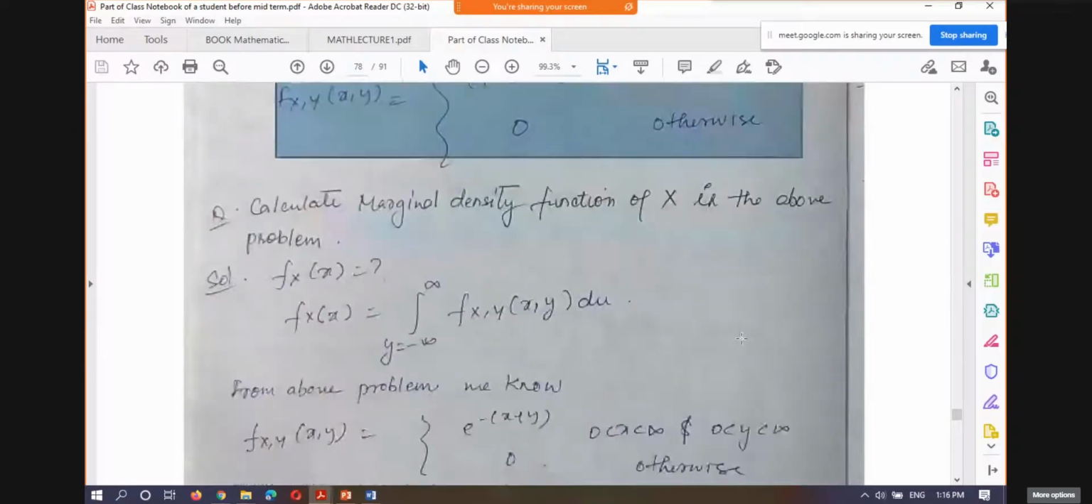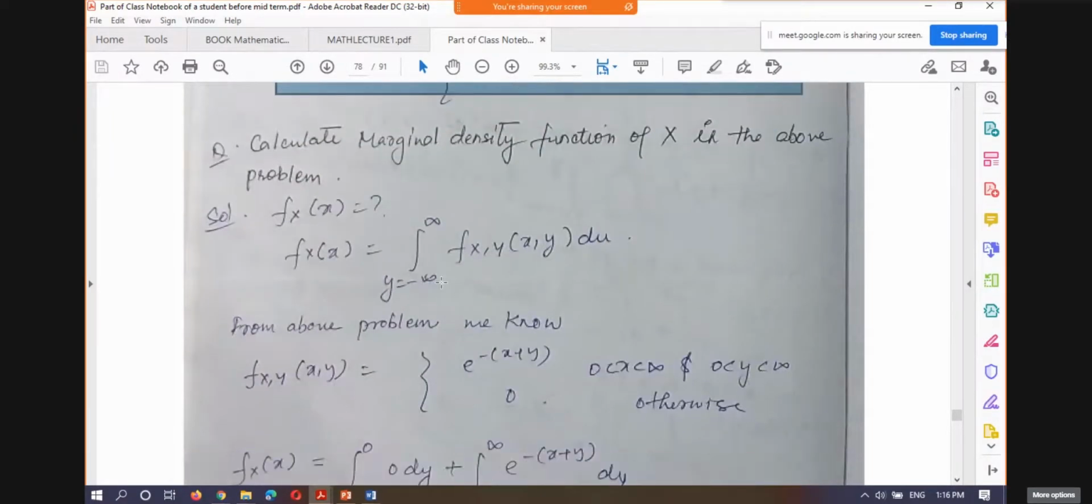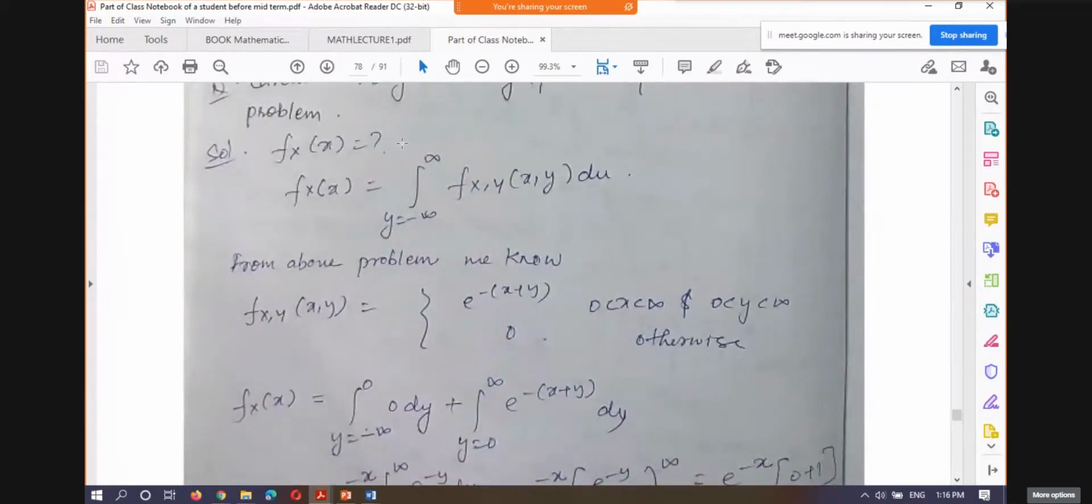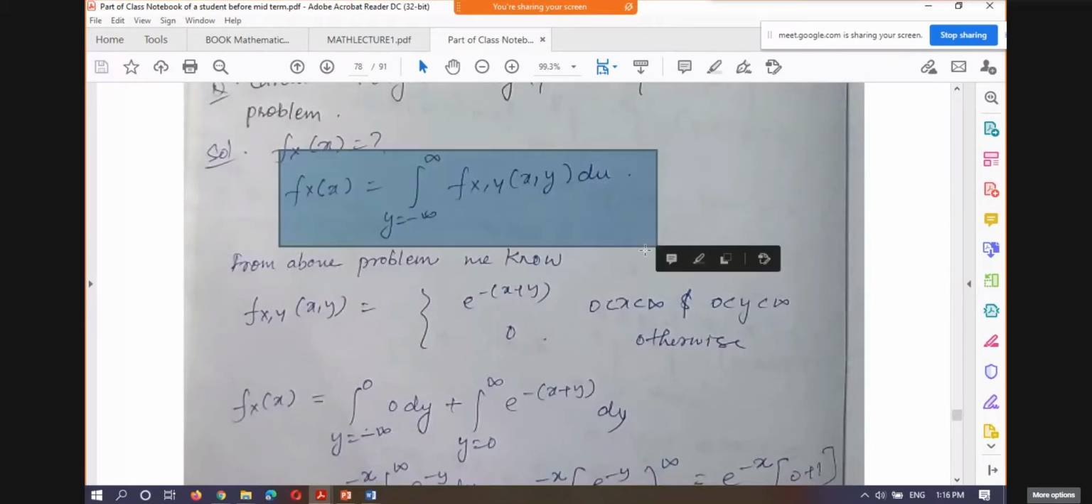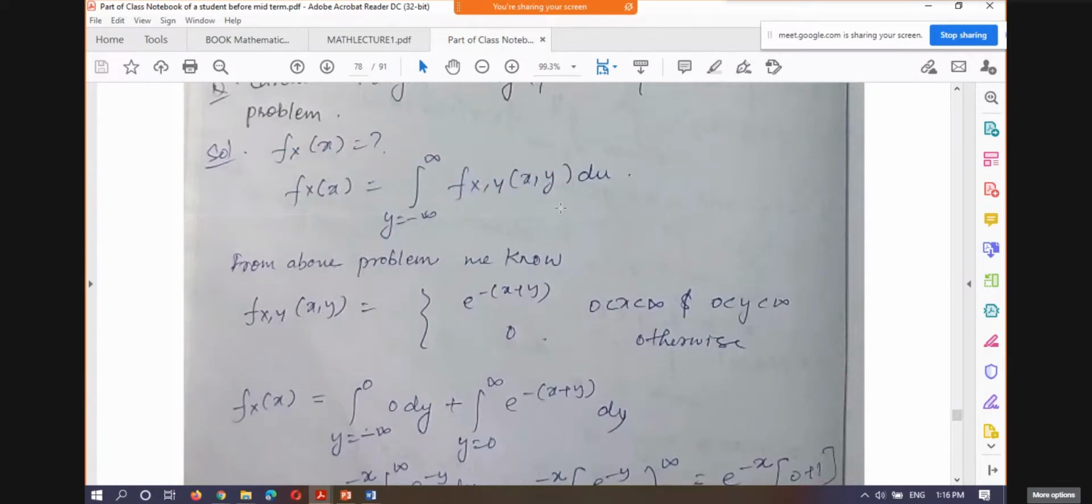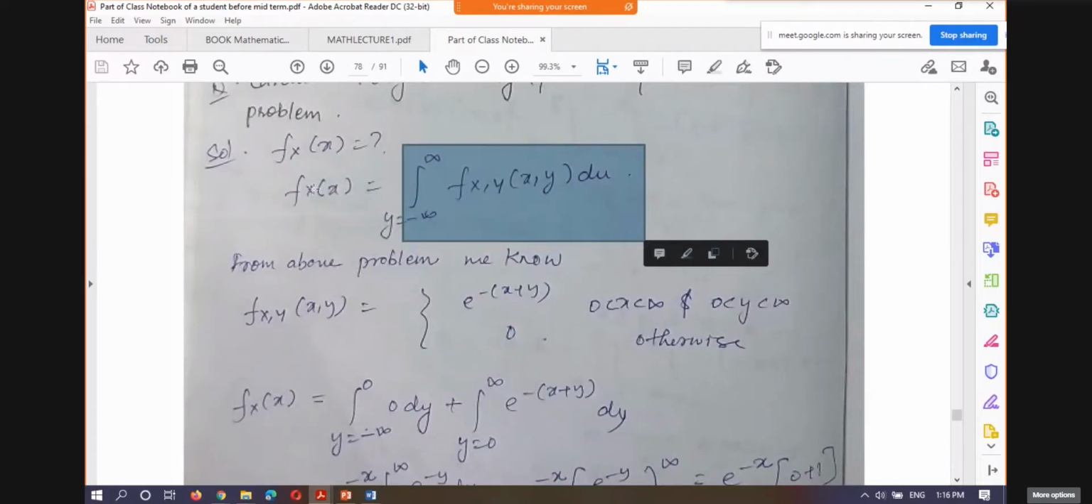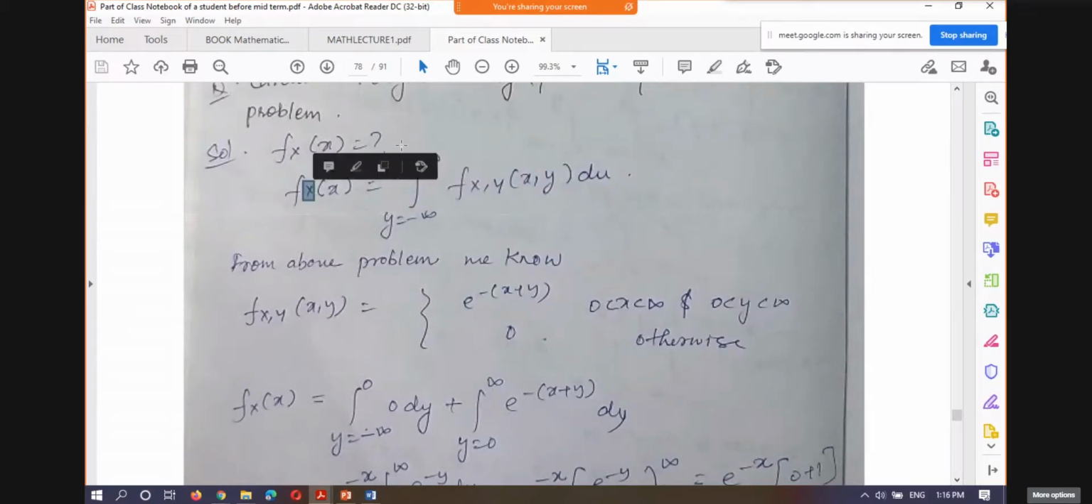In the above case, we can also calculate the marginal density function of x. This is the definition or formula for calculating the marginal density function from the joint. This is the joint density function, and this is the marginal density function for random variable capital X. When we are calculating the marginal from the joint for x, we integrate over y from minus infinity to plus infinity dy.